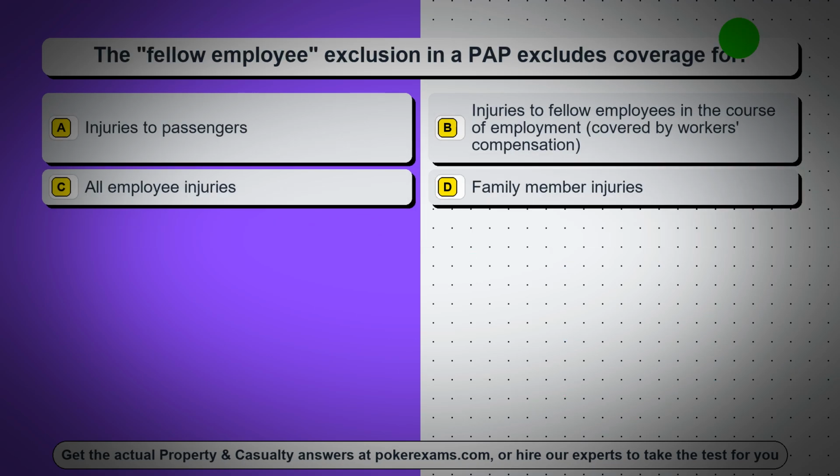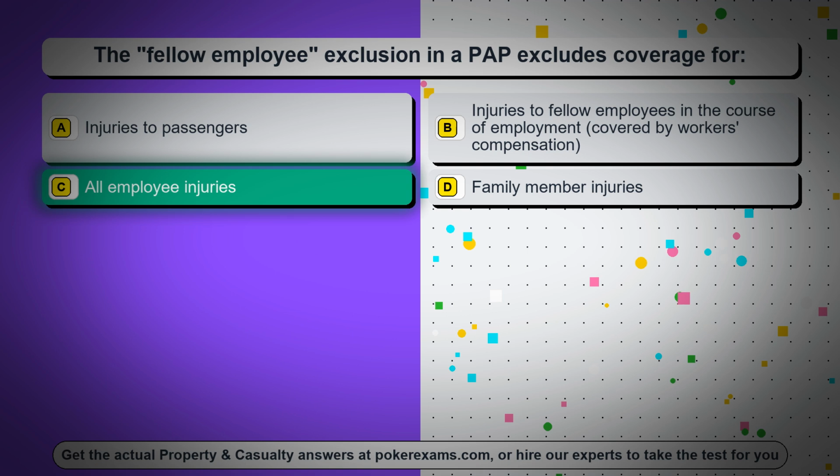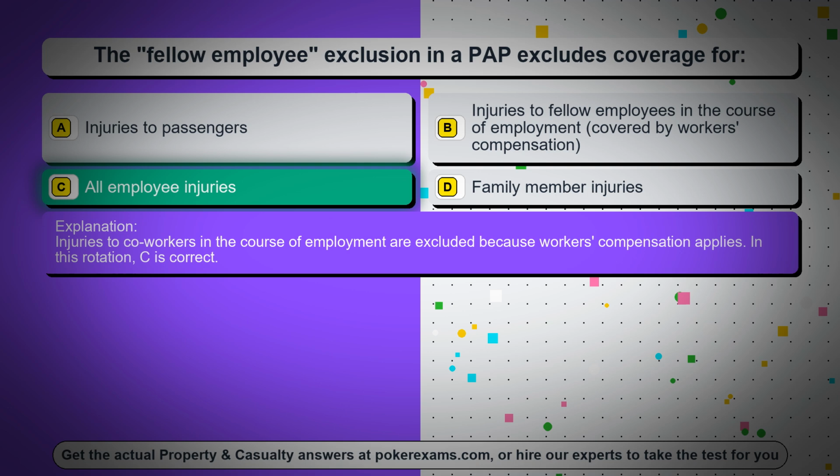Question 18. The fellow employee exclusion in a PAP excludes coverage for, option A, injuries to passengers, option B, injuries to fellow employees in the course of employment, covered by workers' compensation, option C, all employee injuries, option D, family member injuries. The correct answer is option C, all employee injuries. Injuries to coworkers in the course of employment are excluded because workers' compensation applies. In this rotation, C is correct.